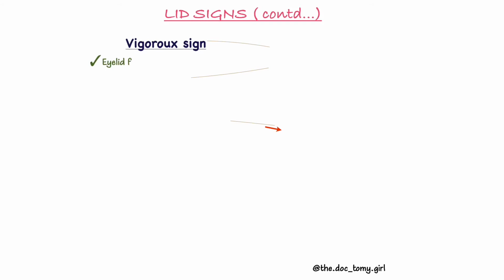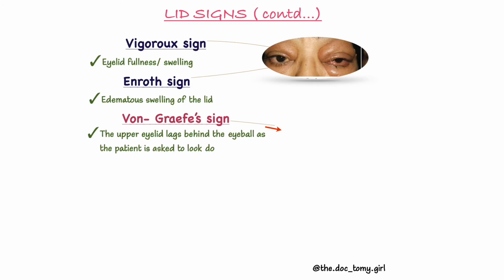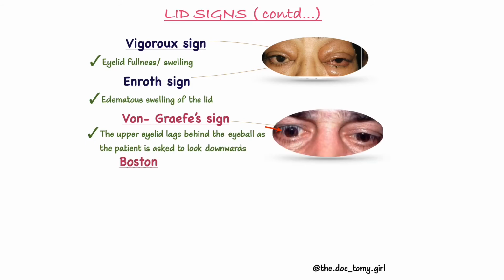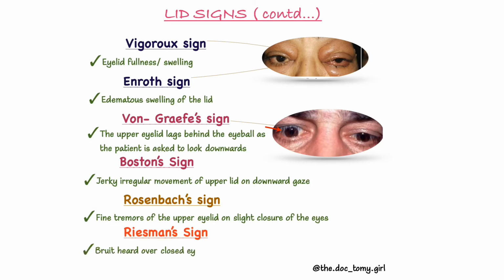Now on to other lid signs. The Vigouroux sign is the eyelid fullness or swelling. Enroth sign is due to the edematous swelling of the lid. Von Graefe sign refers to the lid lag sign. Next is the Boston sign, which refers to the jerky irregular movement of the upper lid on downward gaze. The Rosenbach sign refers to the fine tremors of the upper eyelid on slight closure of the eyes. The Riesman sign refers to the bruit heard over the closed eye with a stethoscope.